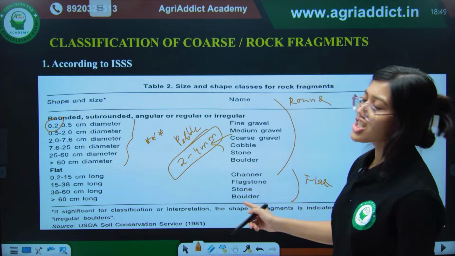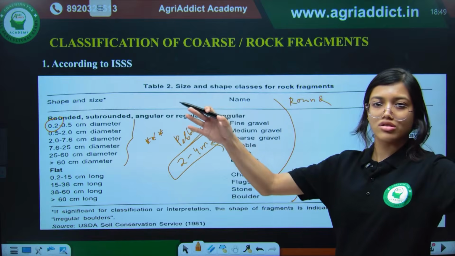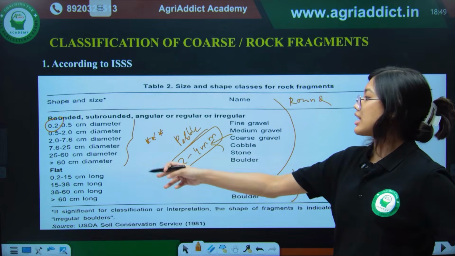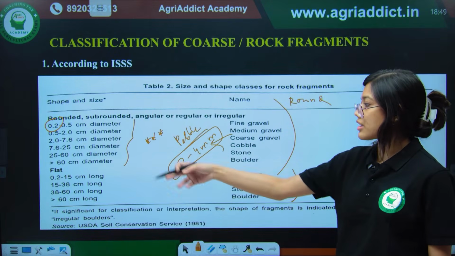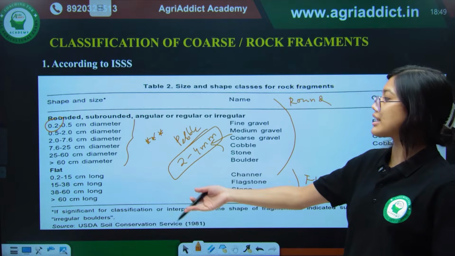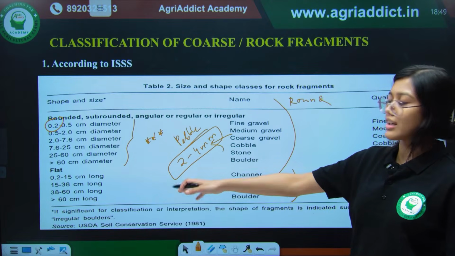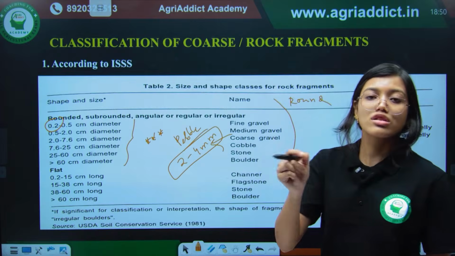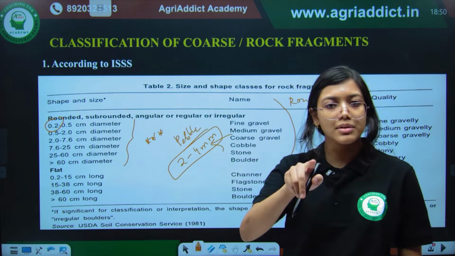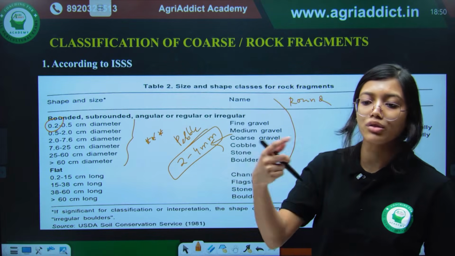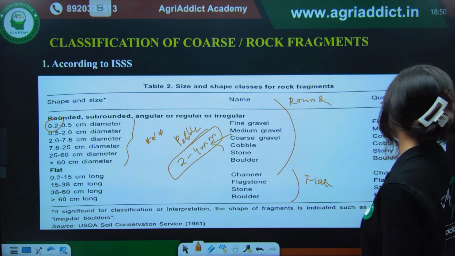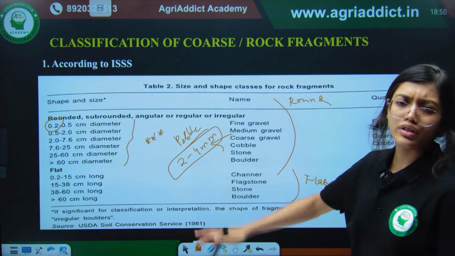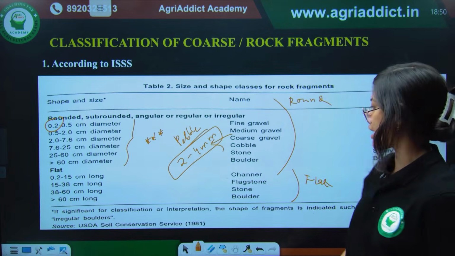Now, for the flat shaped particles, the range of diameter is a bit higher, that is 0.2 to 15 centimeter, and then 15 to 380, 380 to 600, and greater than 600. So, I am telling the units in millimeter. Also keep that in mind, these are given in centimeter, but when you convert into millimeter, you have to multiply by 10. So, this is the overall classification of the non-soil fraction as well.